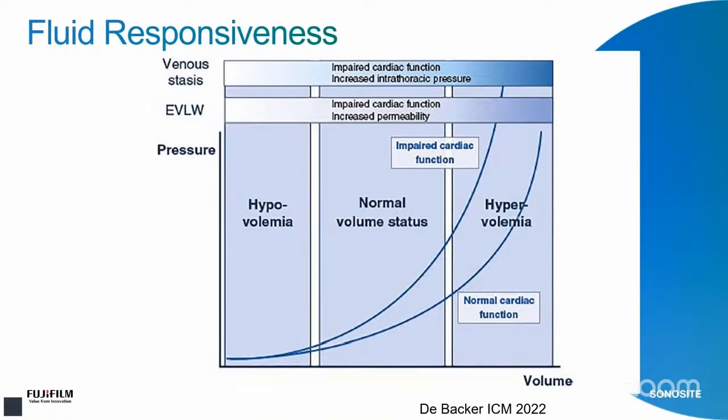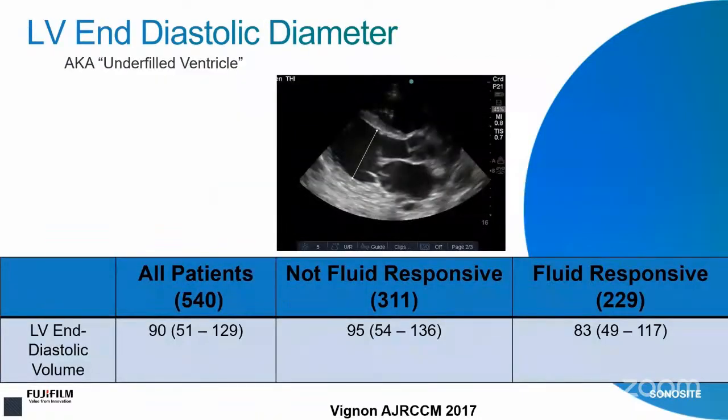That said, there's a few different ways we can look at this. One is this idea of the underfilled left ventricle, and this is really referring to LV end diastolic diameter. An excellent study by Vignon et al. in 2017 looked at this and said, hey, look, if you look at fluid responsive patients, patients who improve their cardiac output by 15% or more with a bolus, compared to not fluid responsive patients, the fluid responsive patients have a smaller LV end diastolic volume.